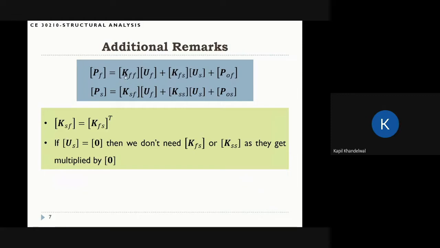And again, I'm just saying here, if US is equal to 0, then we don't need KFS or KSS. So these are some important points you should remember to simplify the solution process. Now we want to go over individual elements and see what are the things that we have learned.